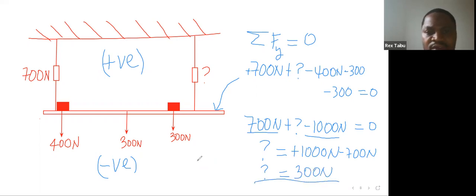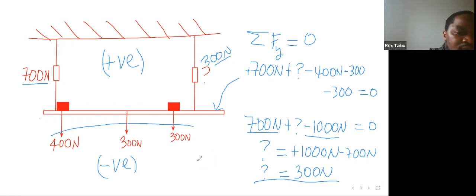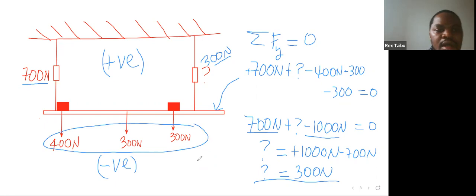So that means the scale here will read 300 newtons, so that if you add 700 here, you get 1,000, and the forces acting downward here must also add up to 1,000. In that case, you have your scaffold or your rod in mechanical equilibrium.